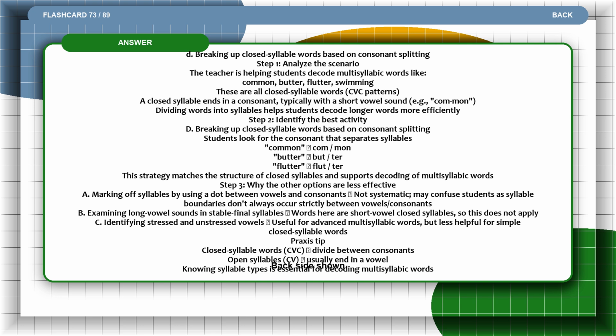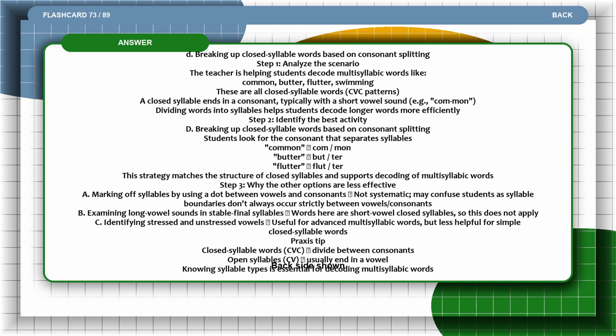Step 2. Identify the best activity. D. Breaking up closed syllable words based on consonant splitting. Students look for the consonant that separates syllables. Common becomes com / mon, butter becomes but / ter, flutter becomes flut / ter. This strategy matches the structure of closed syllables and supports decoding of multisyllabic words.